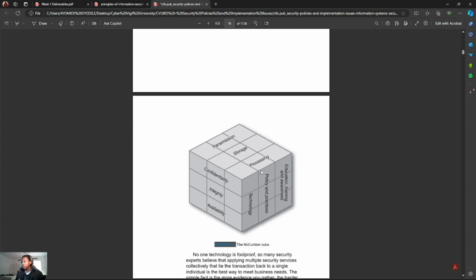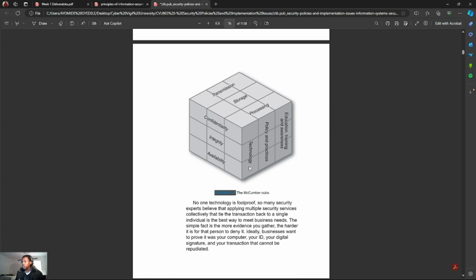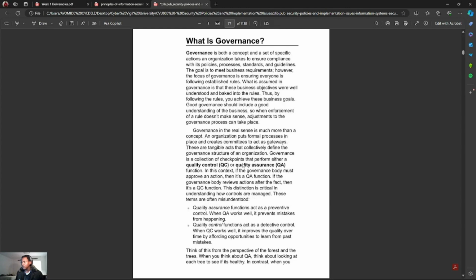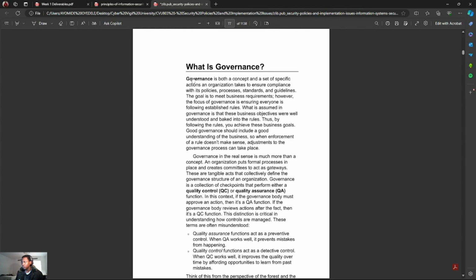And you can see this is a block that was very similar to what we did in 800, where we looked at the transmission, storage, and processing of data, and what actually helps us to uphold this data. Now, speaking about governance, we need to understand what governance is. Now, we are looking at security policies and implementation issues.